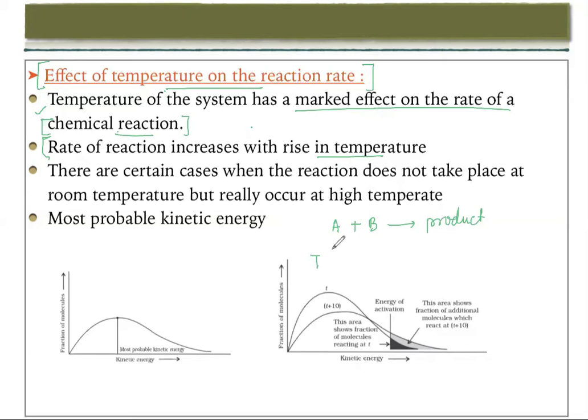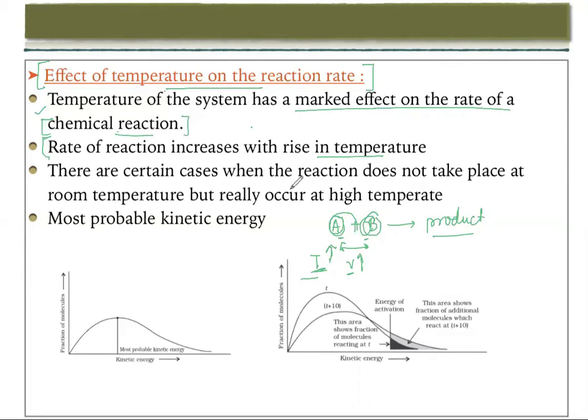So if the temperature increases, the molecules present in A and the molecules present in B will vibrate more. If they vibrate more, they will have a greater velocity, and we know that greater velocity will lead to more and more collisions between A and B. If they collide more, they will form the product. That's why temperature has a greater effect on the rate of the reaction.